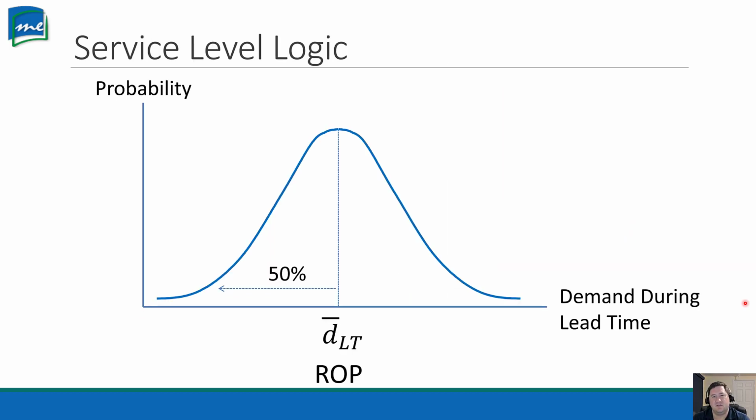So here, this service level is right at 50%. By looking at this, we're going to be out of the product 50% of the time when customers order it. So we have our average demand over our lead time here with our reorder point at 50%. So like I said, half the time we're not going to have the product available.